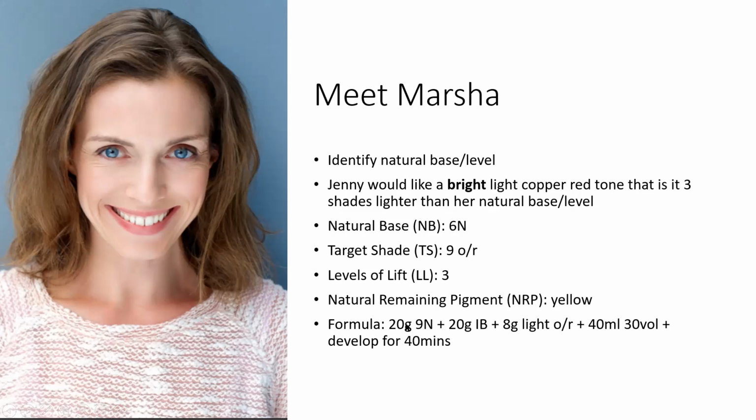Then when we're coming to our formula, we're going to use half of 9N, so 20 grams of 9N, and 20 grams of intense base. Because it's on a base of a 9, it's going to be 8 grams. So 8 grams of light OR and 40 milliliters of 30 vol because we're getting 3 levels of lift, and we're going to develop that for 40 minutes.